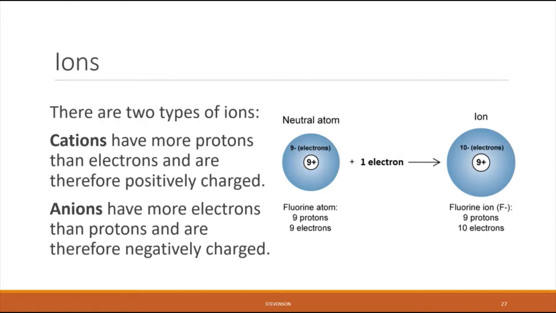In the example that we just talked about with the fluorine atom, we saw it gaining 1 electron, and so that means that it had 10 electrons in the orbitals and 9 protons in the nucleus. So that would mean, out of these 2 categories, cation or anion, which one is the fluorine ion? Well, it would be an anion, because it has more electrons than it has protons. It gained an electron, and therefore it is a negatively charged anion.